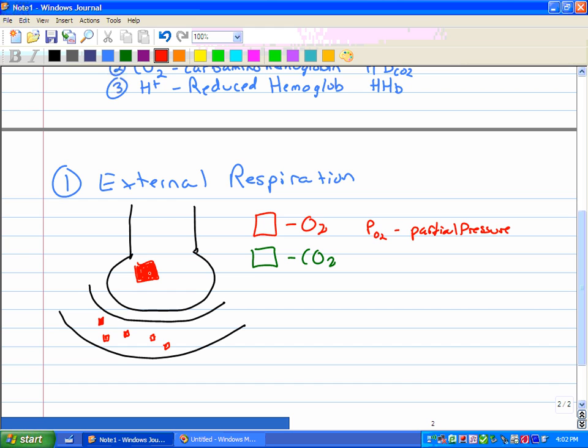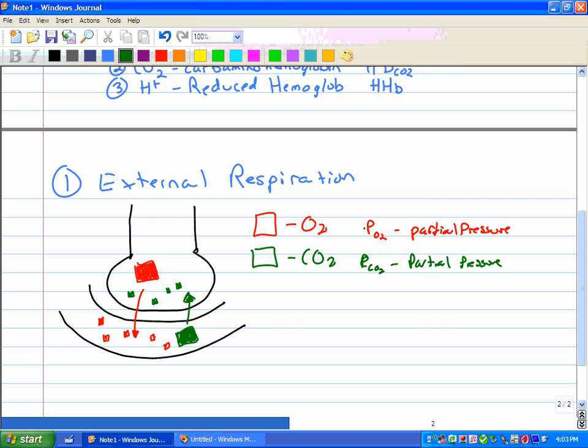Since this has less on the inside, due to diffusion that gas is going to come and diffuse across our membrane from our lungs into our capillaries. Whereas CO2, since there's going to be a lot of CO2 coming back from our cells, it's a waste product of cellular respiration, and there won't be that much in our lungs. It's going to want to diffuse from an area of high to low concentration to get out of the capillaries, and so that will give us a partial pressure as well.